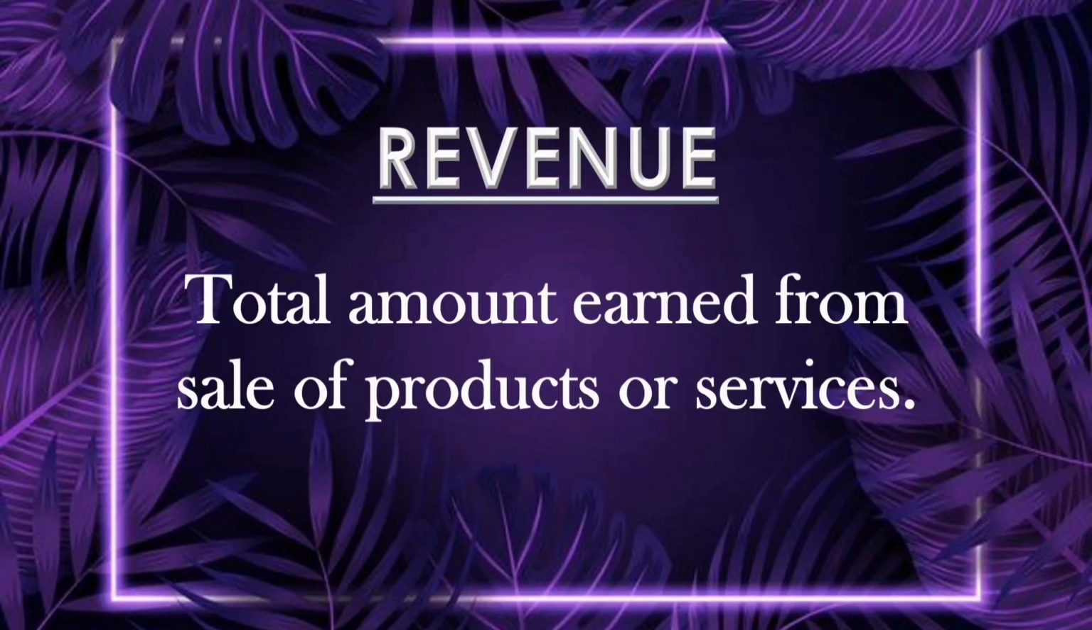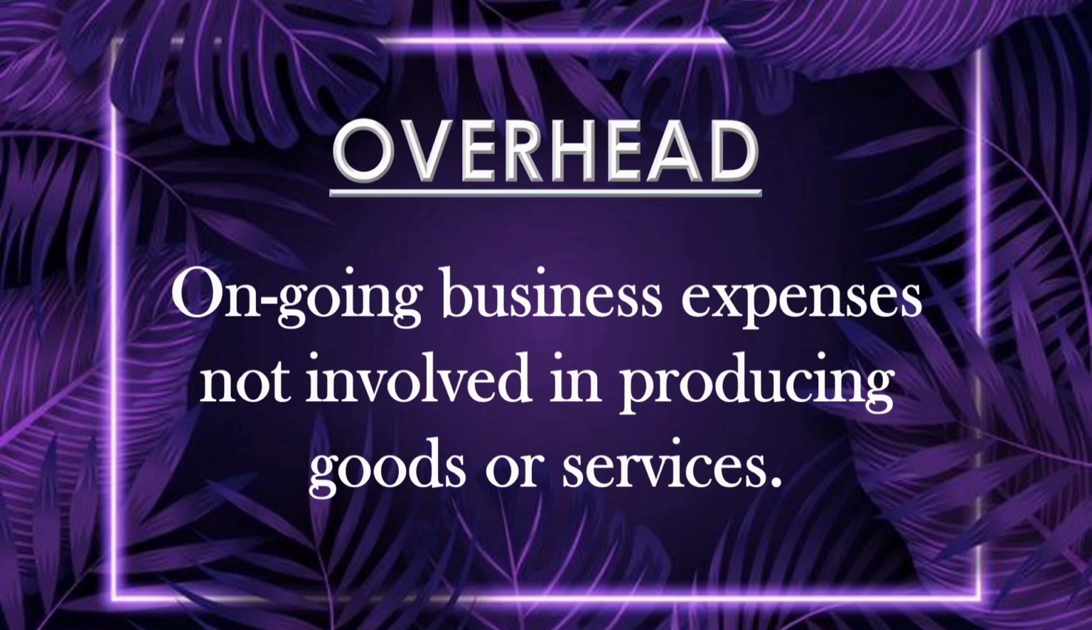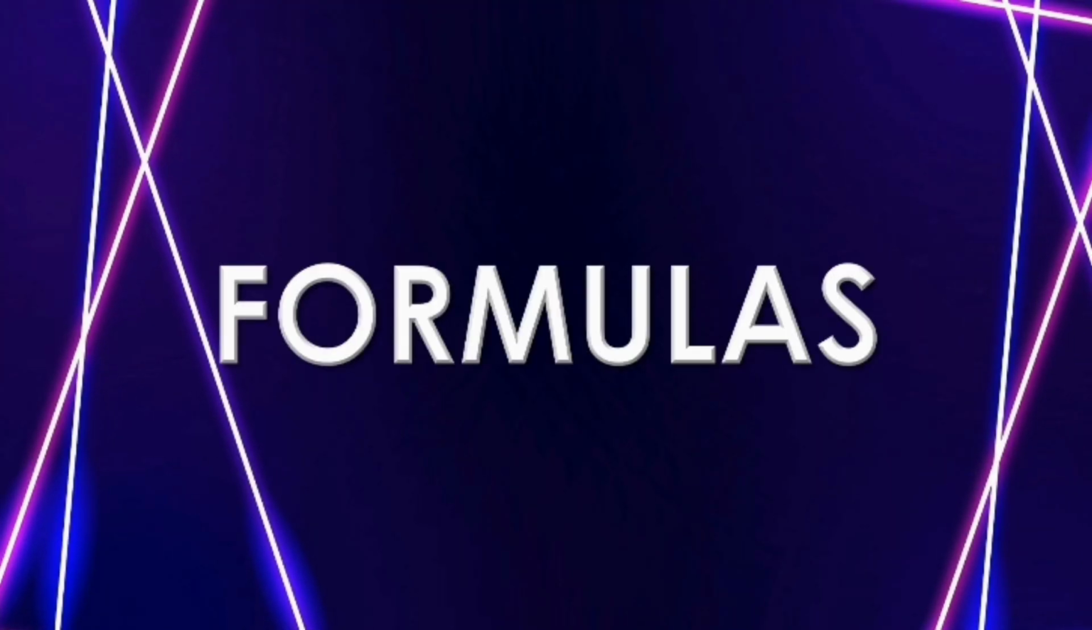And then we have the revenue. It is the total amount earned from sale of products. Last term, overhead. It is the ongoing business expenses that are not directly attributed to creating the product. Let's now proceed to the formulas in this lesson.